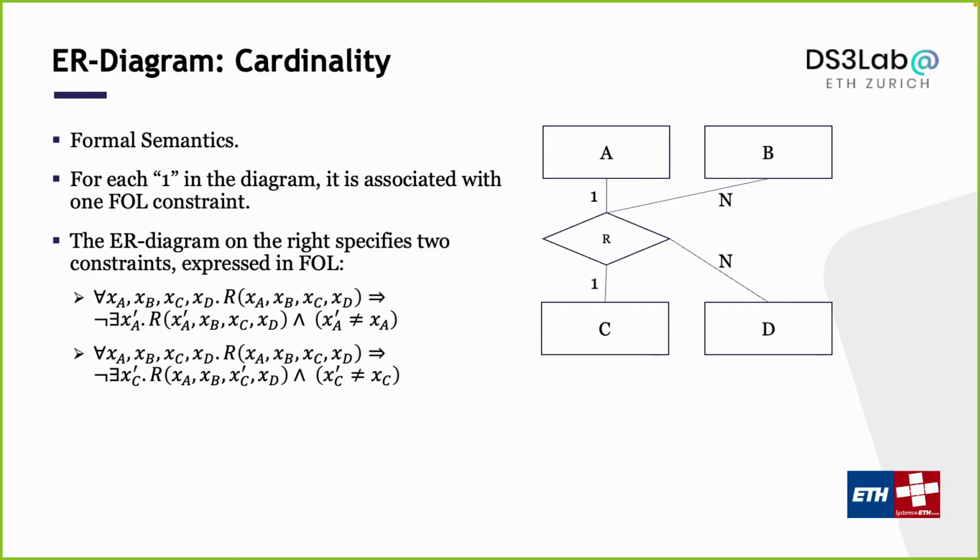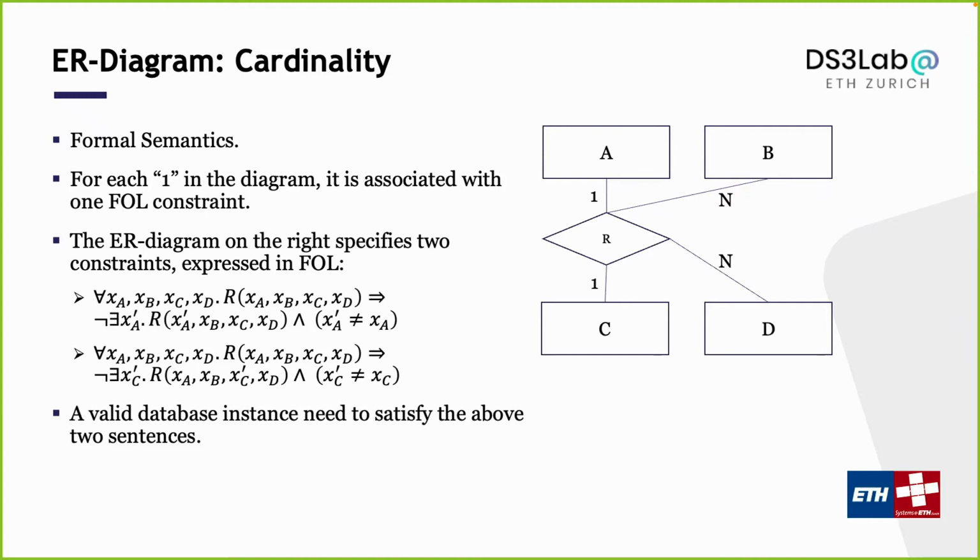And similarly, for the edge between R and C, you see there's a label 1 there. It means that if I take a configuration for the combination of A, B, and D from the other entity sets, and I know the value of A, B, and D, I know precisely a unique C entity that participates in this relationship. Okay? So this is what we mean by this notation.